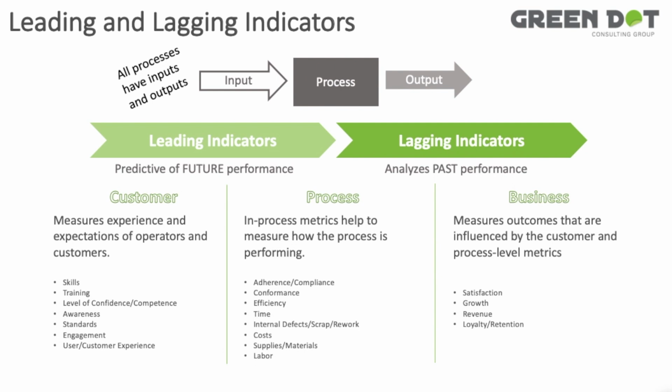From an outcome perspective, your lagging indicators and business metrics are measures that are influenced by the customer and process level metrics. Some things that occur at the business level are satisfaction, growth, revenue, and loyalty. As a belt, it's likely that you're going to be focusing on data across all of these different levels. In your project, though, a key emphasis is focusing on the customer and process metrics and understanding how changes in those 2 metrics drive your business outcomes.